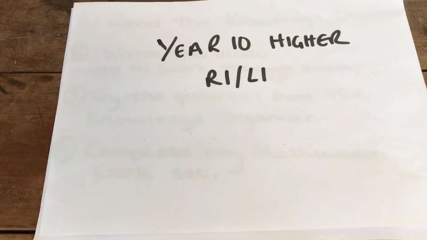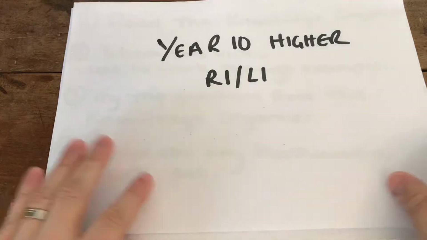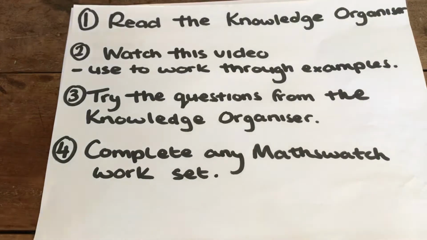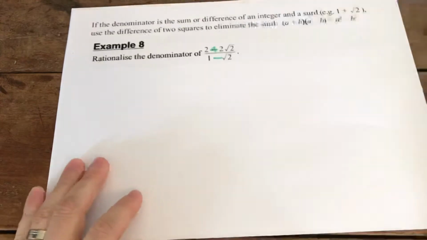This is the second lesson on rationalising the denominator for your Year 10 higher classes. What I would like you to do is read the knowledge organiser, watch this video and use it to work through the examples. Try the questions from the second page of the knowledge organiser and complete any maths watchwork set.